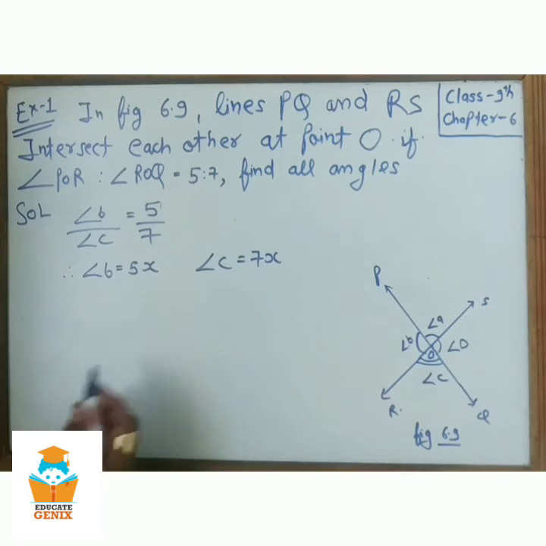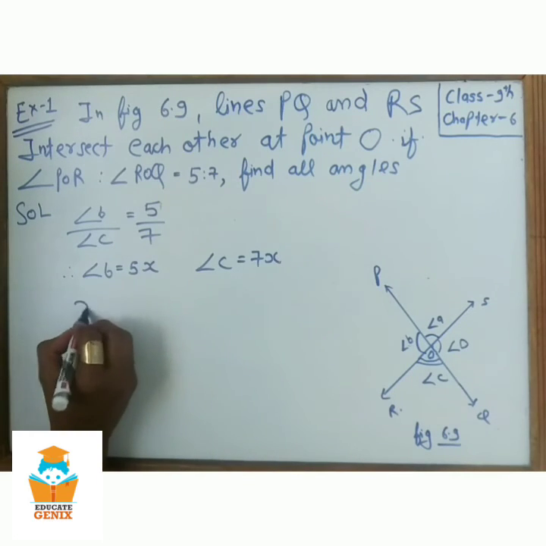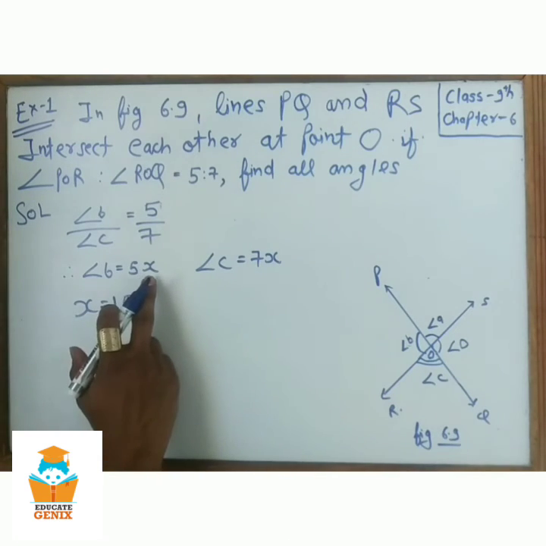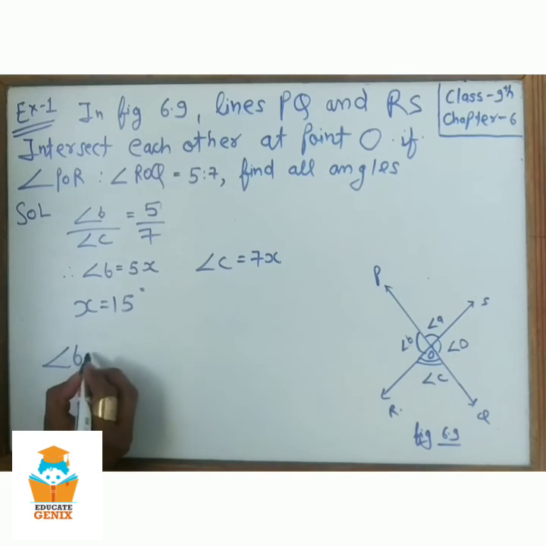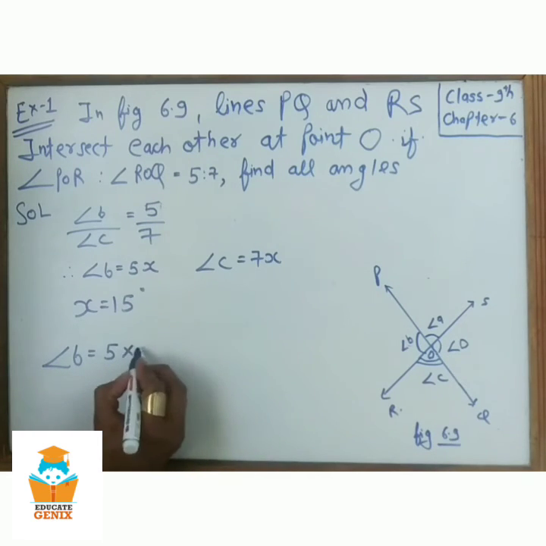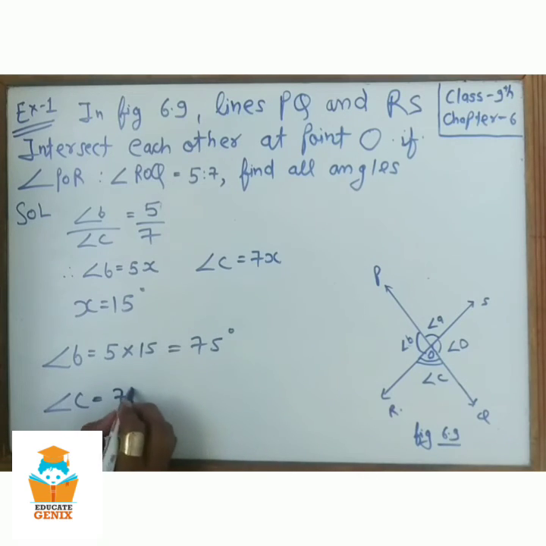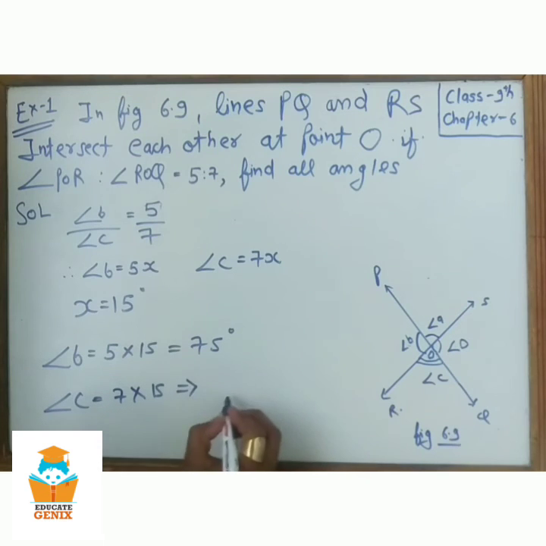As we found on the previous page, x equals 15 degrees. So we are going to put this x in angle B and angle C. Therefore, angle B equals 5 into 15, which equals 75 degrees, and angle C equals 7 into 15, which equals 105 degrees. I hope you got that. Let's see in the diagram. Angle B we already found is 75 degrees, and angle C is 105 degrees.